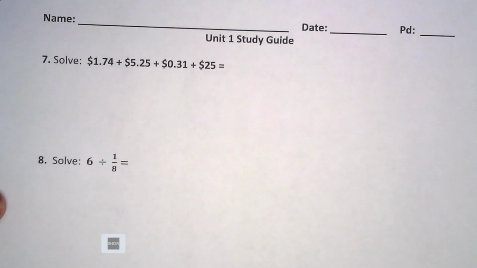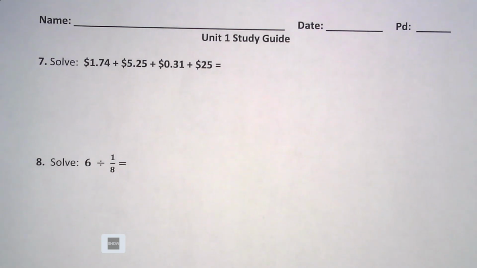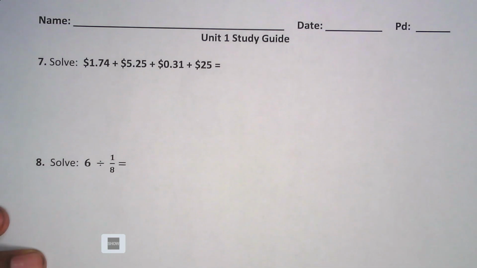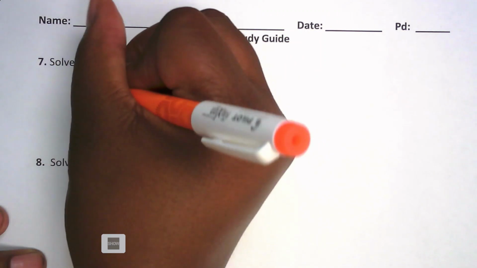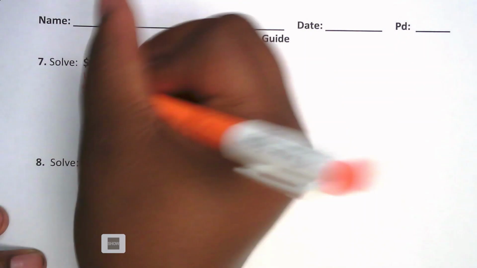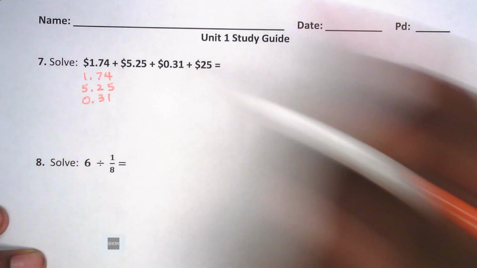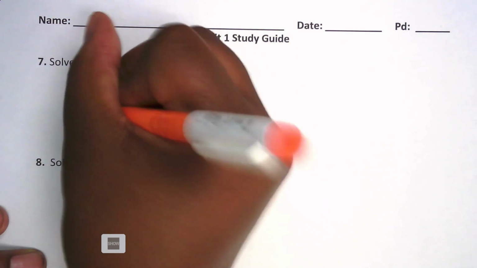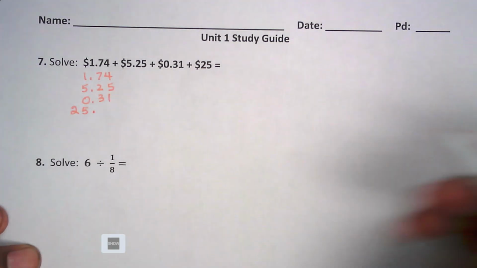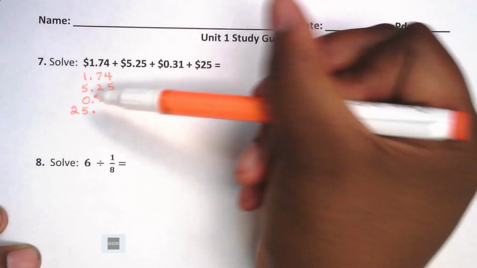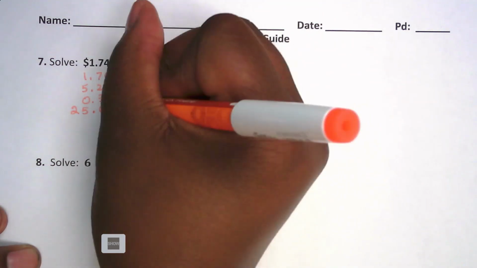Number 7, solve. All right, so now I have some more decimals, but this time I am adding. So I have to, again, line up the decimal points and these numbers. And this last one is tricky if you're not careful, because that 25 is a whole number. So that means I make sure I lined it up with the decimal points, and I'm going to put some placeholder zeros there.